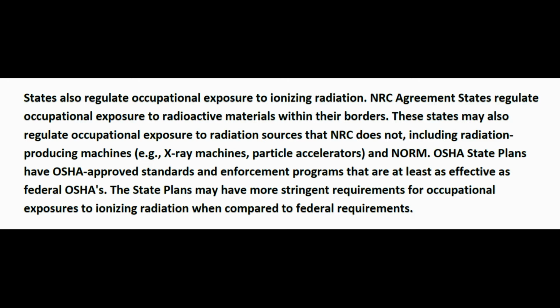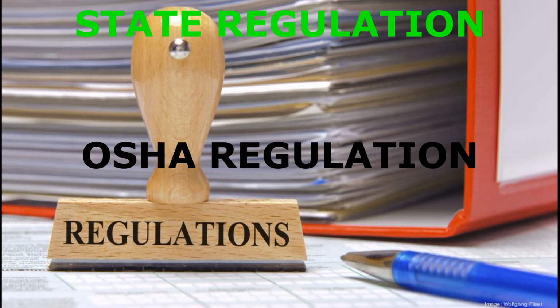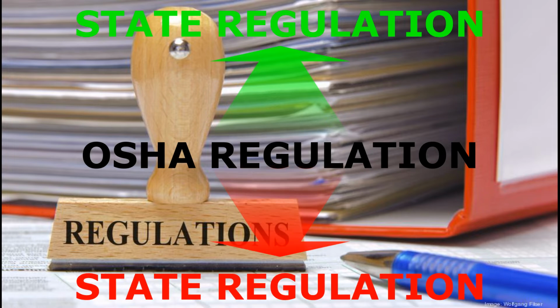OSHA state plans have OSHA-approved standards and enforcement programs that are at least as effective as federal OSHA's. The state plans may have more stringent requirements for occupational exposure to ionizing radiation when compared to federal requirements. Overall, meaning your state can be more strict. It can't be less strict, but it can be more strict than the federal government.